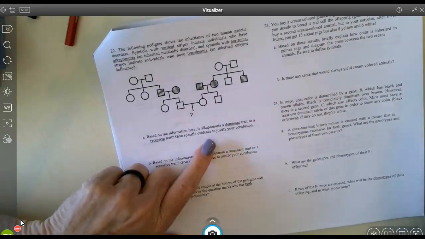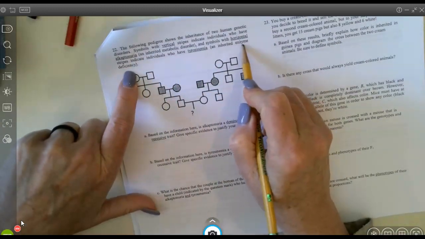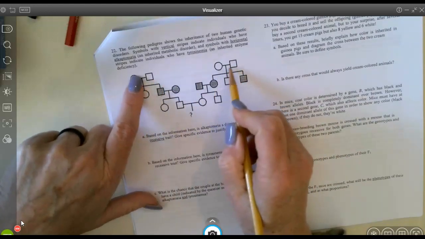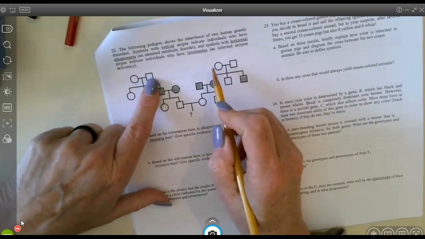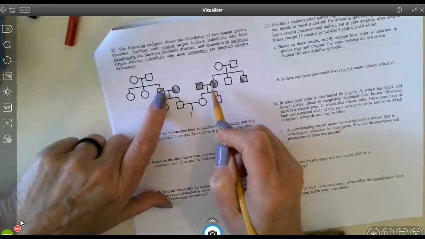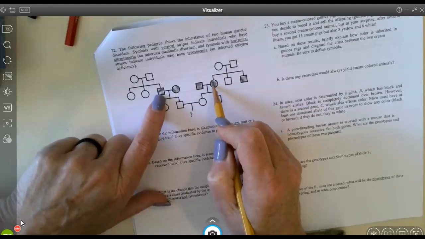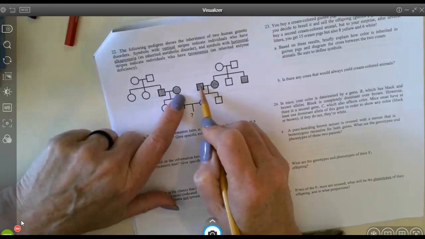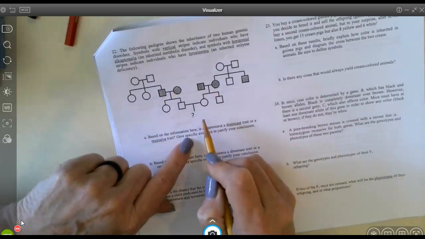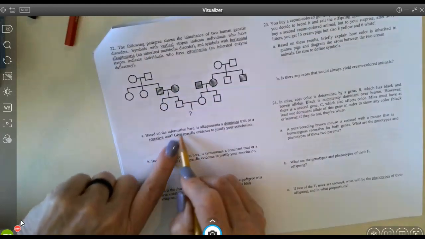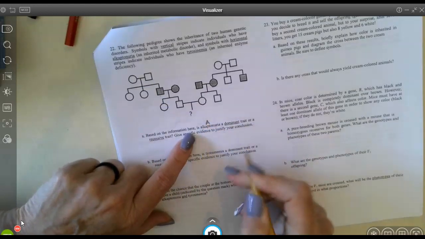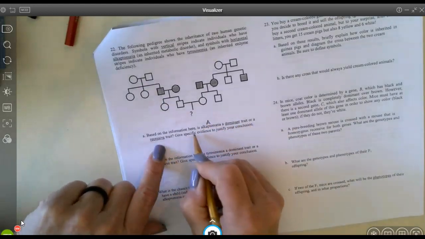Okay. So you've got a metabolic disorder and an enzyme deficiency. And you've got families who don't show the disease, who have children who have the disease, and then these children marry spouses or mate with individuals who have the other disease. And so at this point, based on the information here, let's just call this A: is it a dominant trait or a recessive trait, and give evidence.